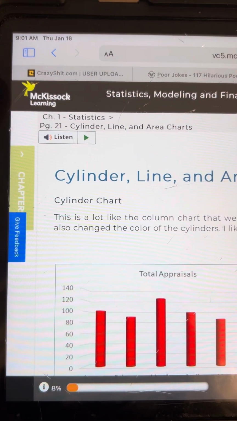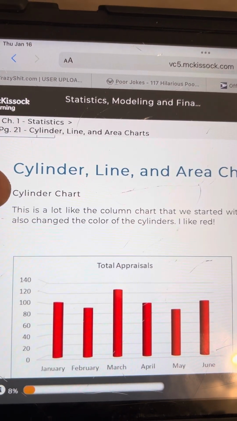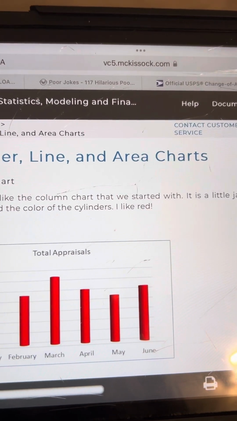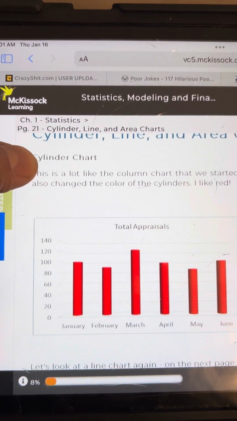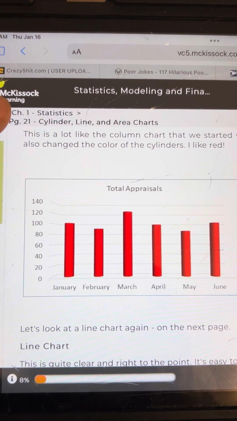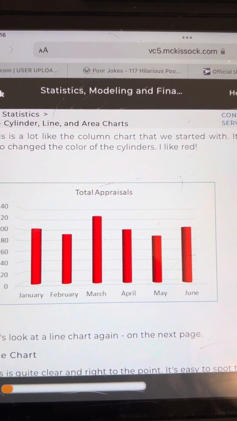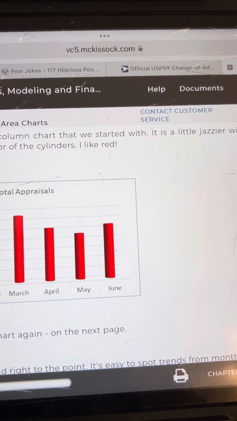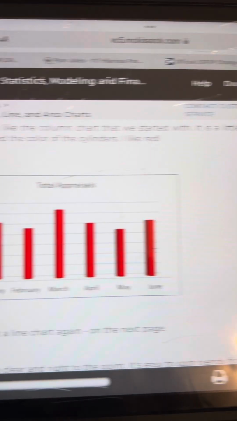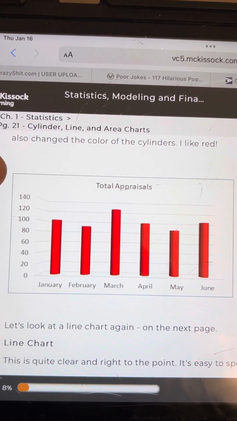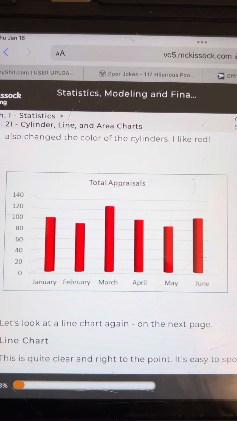Page 21. Cylinder, line, and area charts. Cylinder chart. This is a lot like the column chart that we started with. It is a little jazzier with a 3D effect. I also changed the color of the cylinders. I like red.